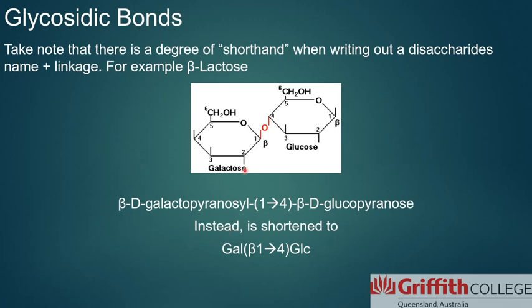We can also, as shorthand, write it as Gal beta 1,4 Glc. Just be aware with glucose, we don't write it as Glu, because that's obviously glutamate, our amino acid. So instead we write Glc. Typically, even with all this shorthand, I would expect you to know glucose being Glc, but any of the other ones I will provide to you.